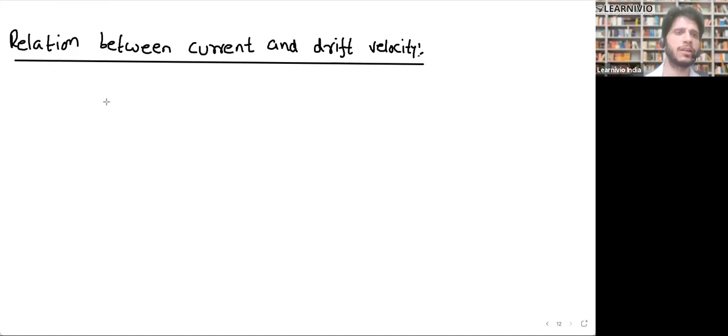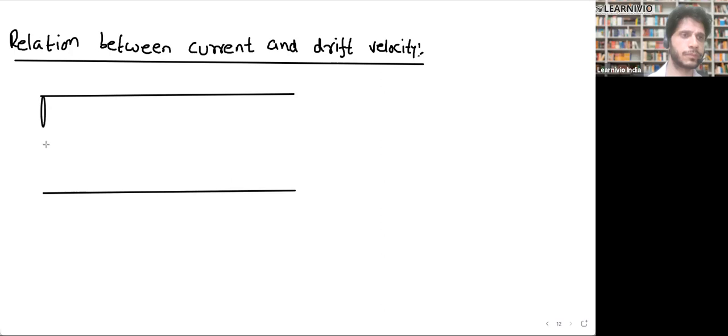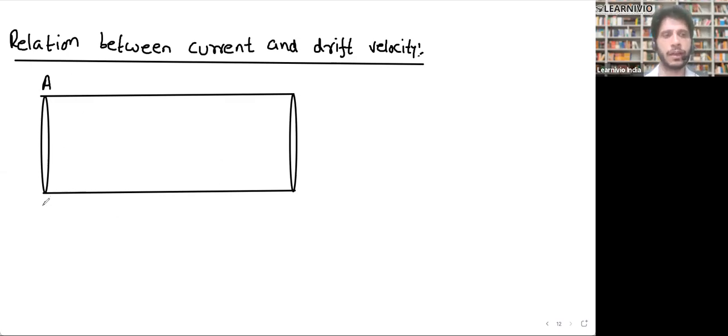See, it's a simple algebraic calculation. I take this conductor. From the point of view of school exams, there's an important derivation. Otherwise, a simple calculation. This is a conductor. Area of cross section of the conductor is A. The length of the conductor is L.